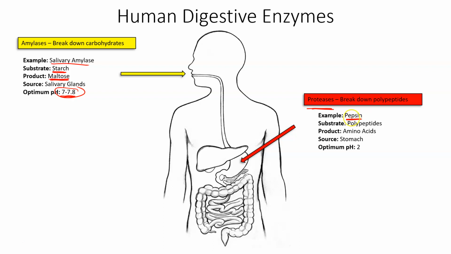Pepsin breaks down polypeptides, polypeptides being proteins. Okay? How does it do that? It breaks these polypeptides into individual monomers called amino acids, and the optimum pH of this particular protein is 2. That is incredibly acidic and way more acidic than the optimal pH of your saliva, which is 7.5.